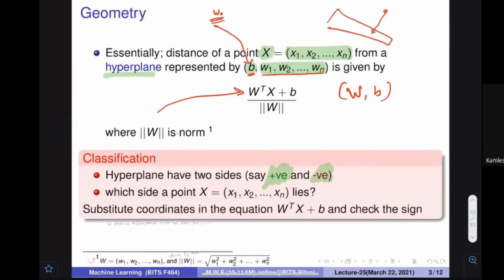Atharva, can you write? Is it okay? Athar, are you there? Yeah.